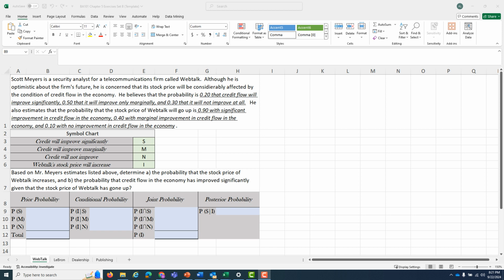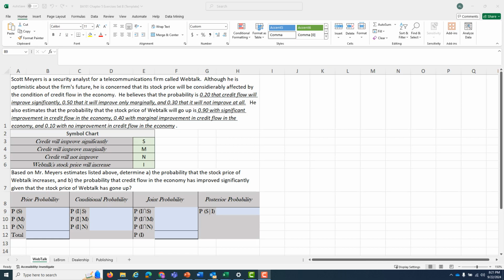He's also making an estimate that the probability the stock price of WebTalk will go up is 90% if there's significant improvement. Makes sense. So more money into the economy should increase the number of transactions within the stock market, the overall demand driving price up. A 40% chance that the stock price will go up if there's only marginal improvement to the economy's credit flow, and then a 10% chance it will increase if there's no improvement to the credit flow.